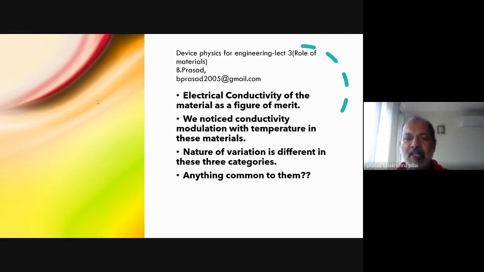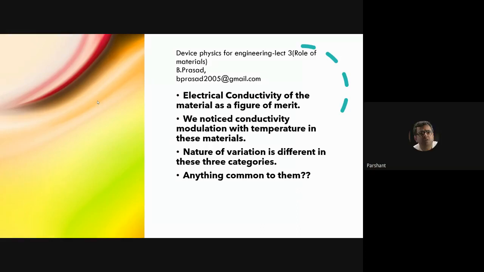Now let me ask you: when these three categories of material are considered, is there anything common in them? We have seen there is a difference in the conductivity, but what are the things in common? Let us see. Have you noticed anything common in them? Anybody? Hello?